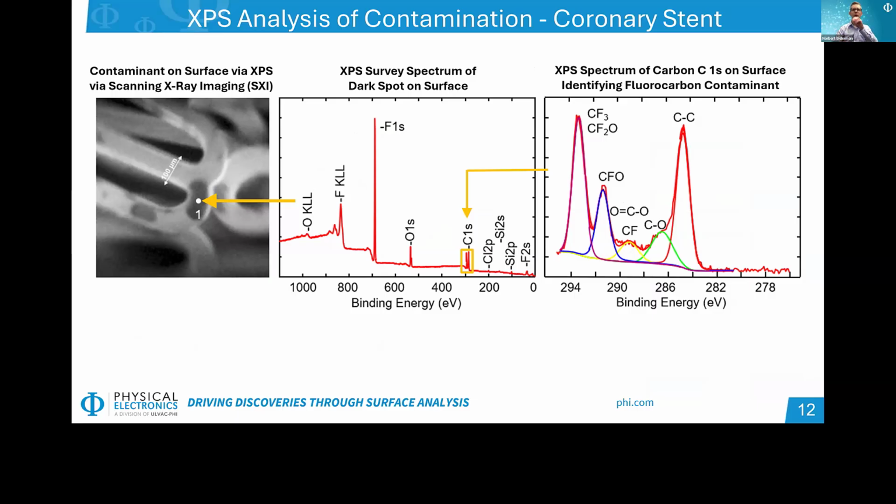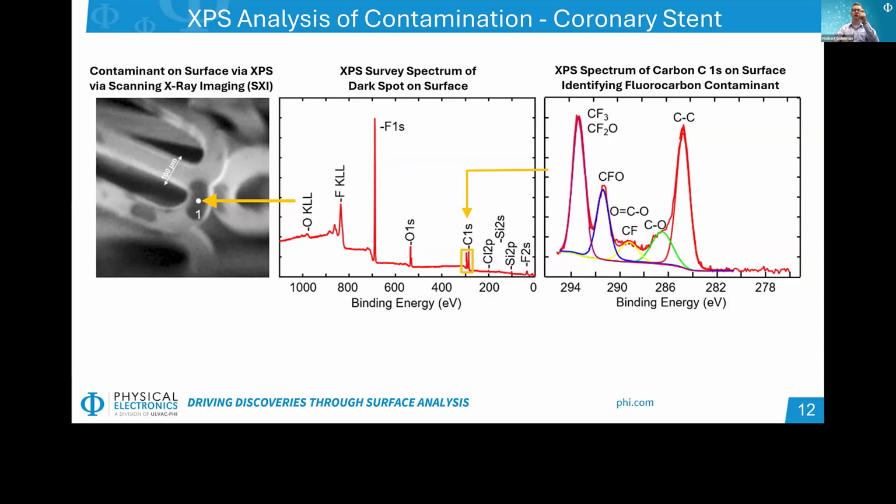XPS's imaging ability comes in the form of generating images using secondary electrons that are created when X-rays strike the sample, as shown with this heart stent example. XPS imaging with PHI instruments is called scanning X-ray imaging, or SXI. Scanning aspect refers to the instrument's ability to raster the X-ray beam to produce the images.